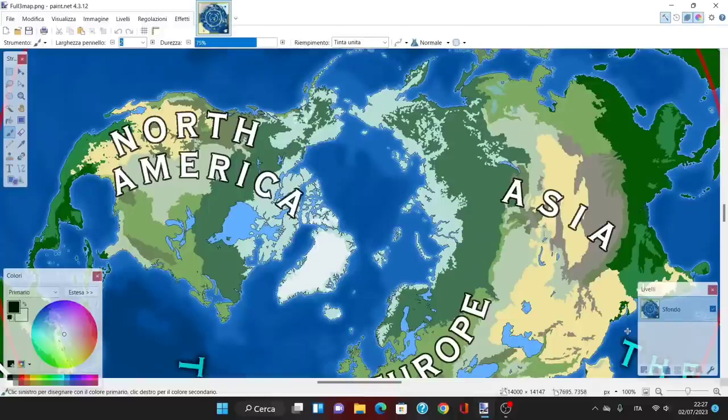Today we will be looking at the third edition of the Beyond the Ice Walls map. So let's get right into what this is.